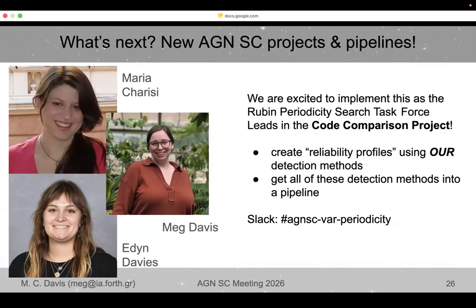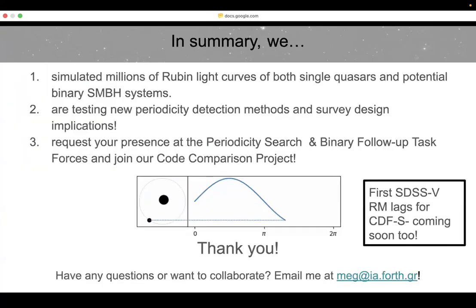Okay? Here's the Slack. Here are the other leads, Maria, even. We're quite excited to build these reliability profiles and start stacking methods because some will succeed where others fail, and we get to work collaboratively on this. So in summary, thanks. Come join us.